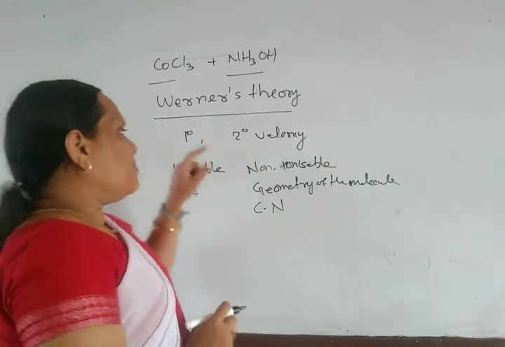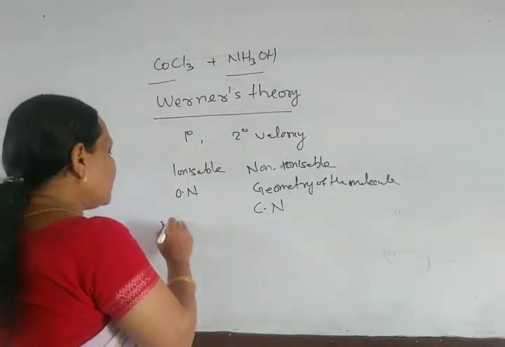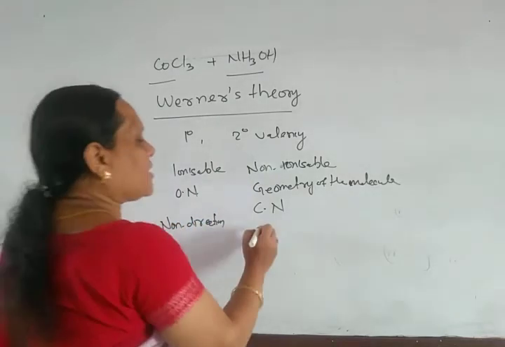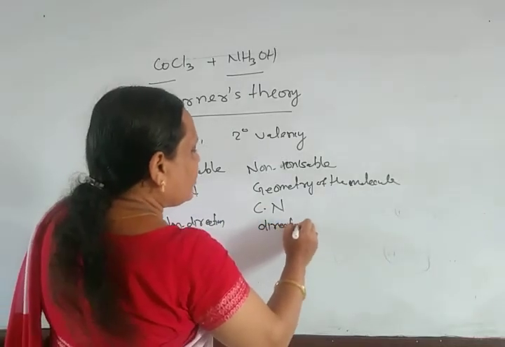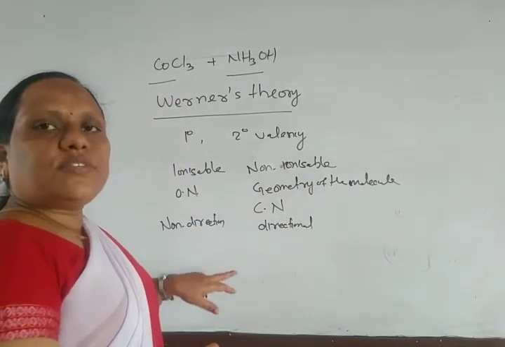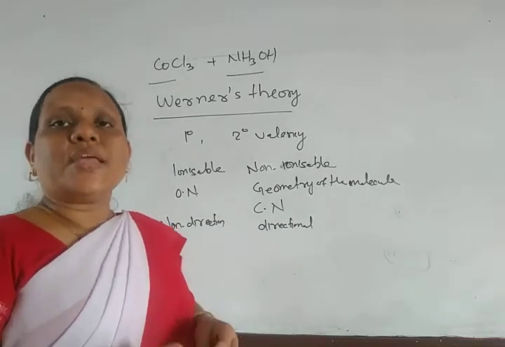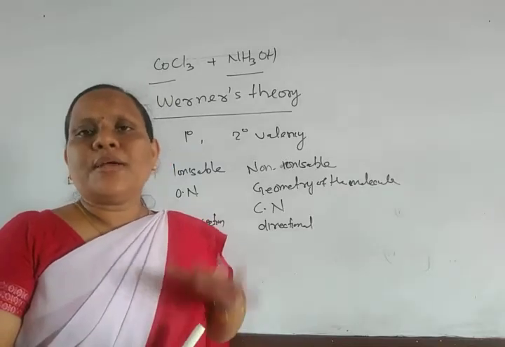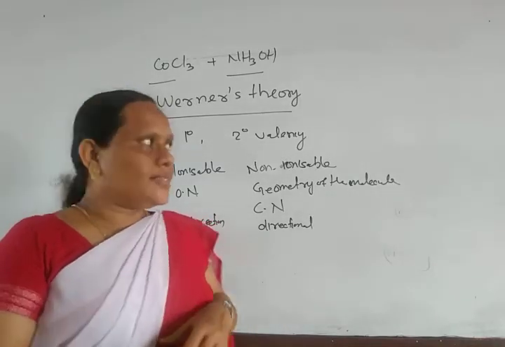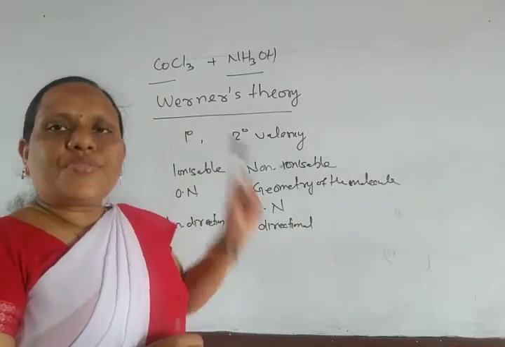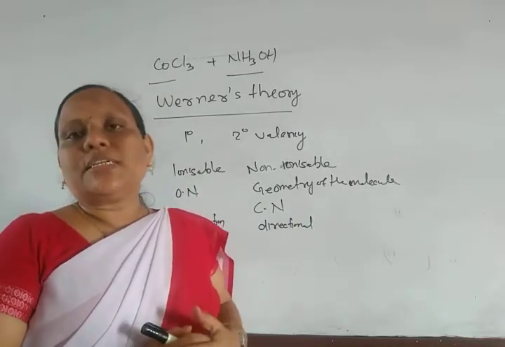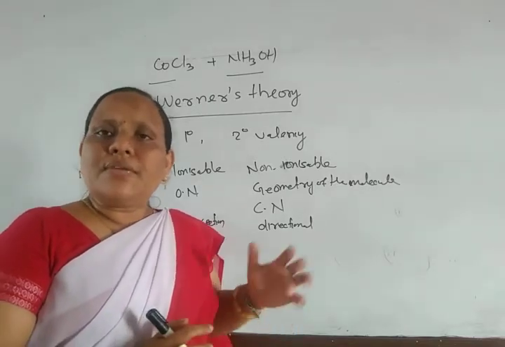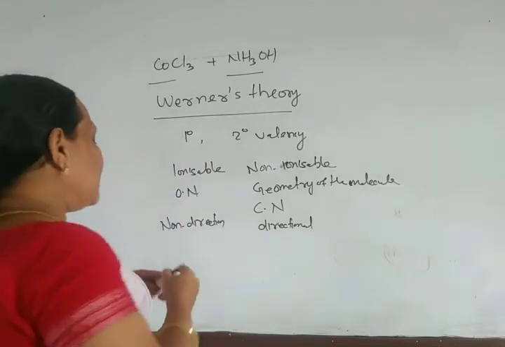The primary valency is non-directional in character, and the secondary valency is directional in character. Every metal atom has a tendency to satisfy both its primary valency and secondary valency. So these primary valencies are satisfied by negative ions.